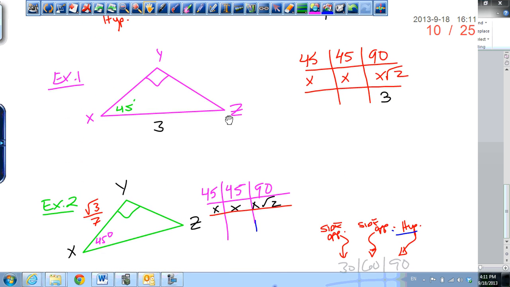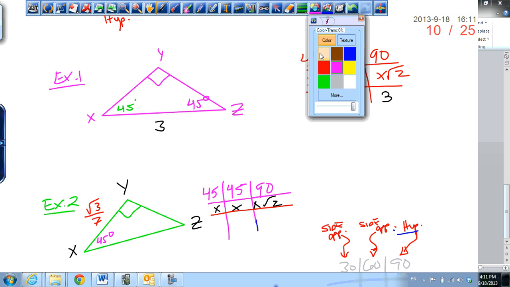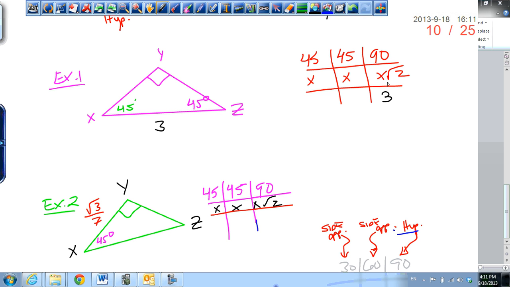For our first example here, they tell us the longest side, the hypotenuse, is 3. They note that this angle is 45, so that means this one also must be 45 degrees. When they tell us that the longest side is 3, and yet it's x root 2, I got to set it equal to x root 2 and solve for x. So when I do that, I'm going to divide both sides by square root of 2, and so x is going to be 3 over square root of 2.